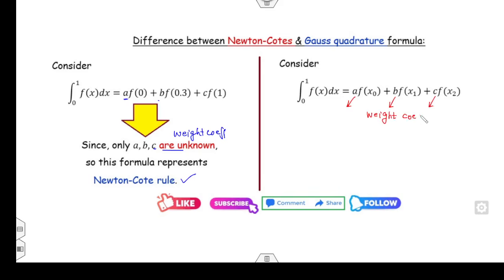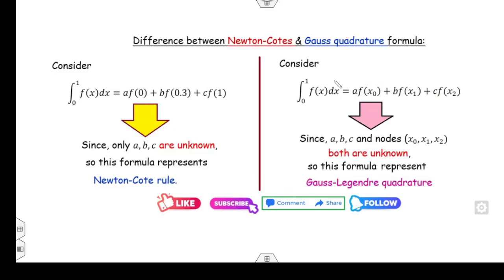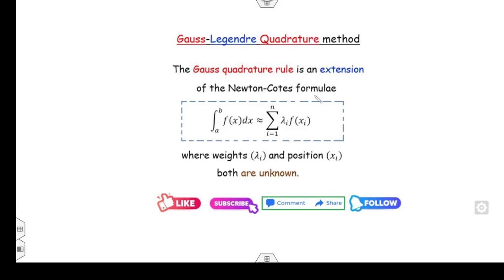Fine. But the points, the nodes, what is the value of the x nodes, x1 and x2? They are also unknown to us. Therefore, this integration we can solve with the help of the Gauss-Legendre Quadrature rule. Now, the Gauss quadrature rule is integration from a to b, where the values of the weights and the positions, also called the nodes, are always unknown to us.